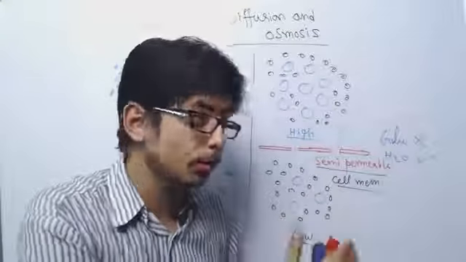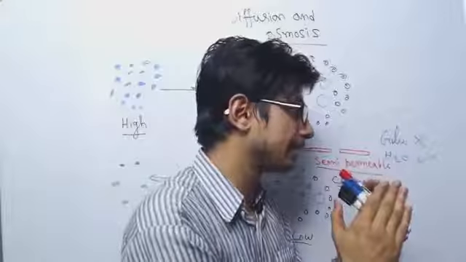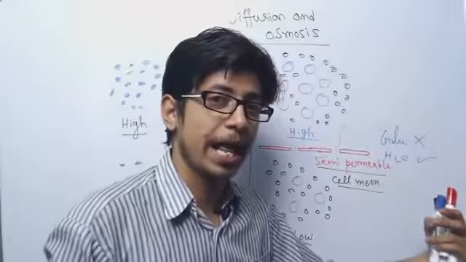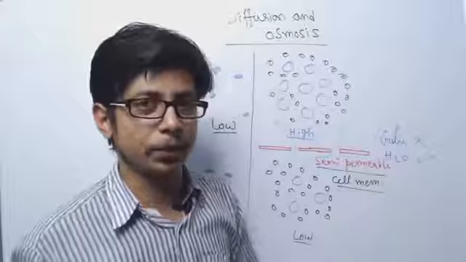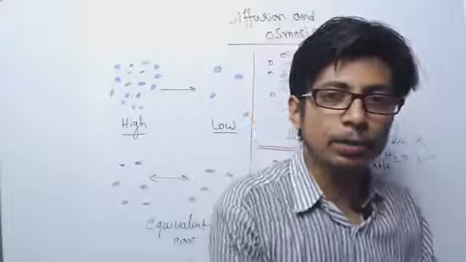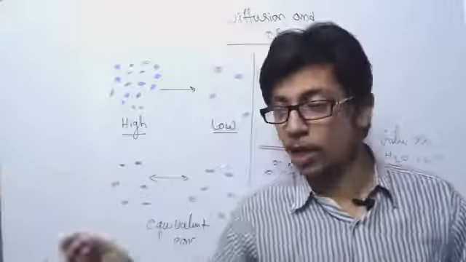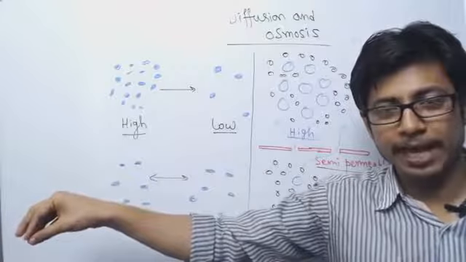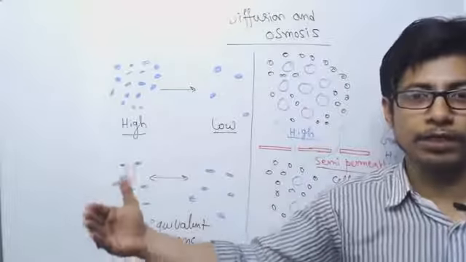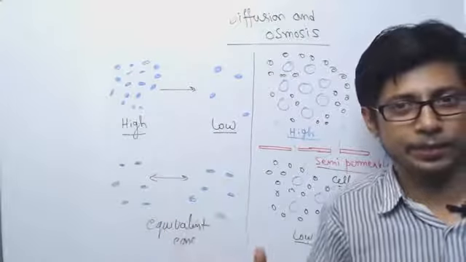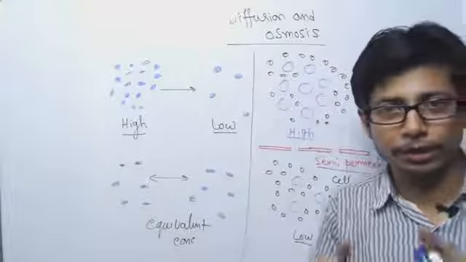What are those conditions and what are the situations where the cell needs to regulate its osmolarity? We will talk about that in the next video. We'll talk about the osmolarity, we'll talk about the tonicity of the medium where we put the cell, and the different types of situations regarding that in the next video. But that is the conclusion of diffusion and osmosis.